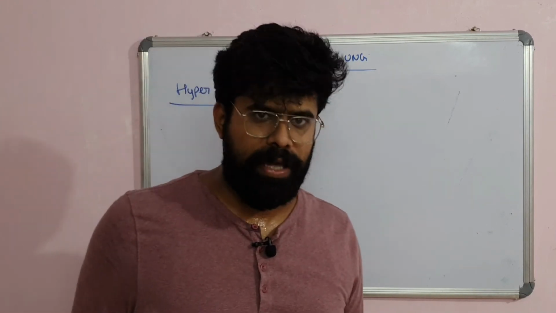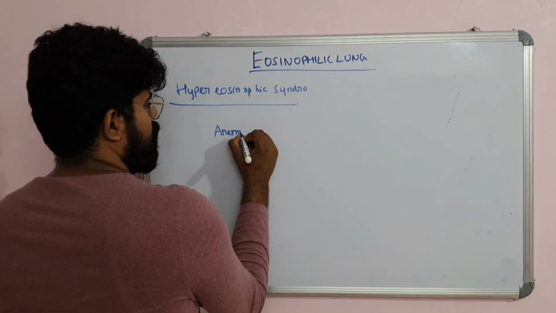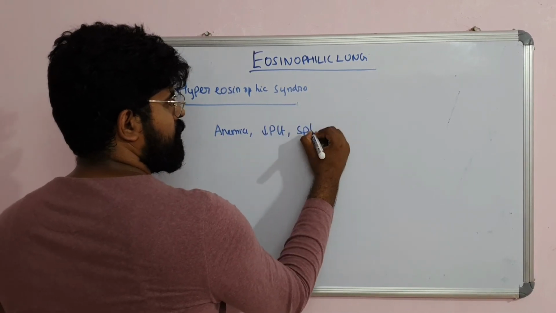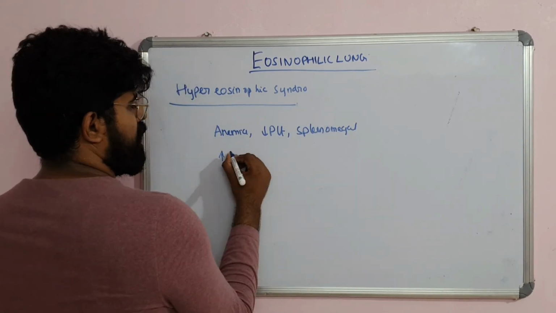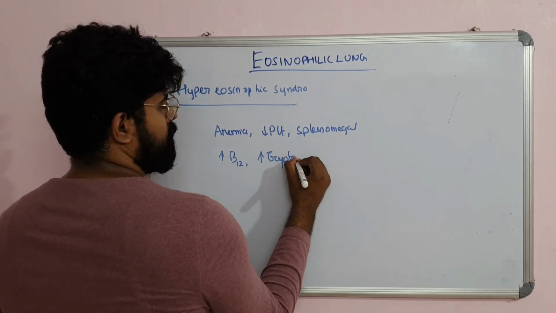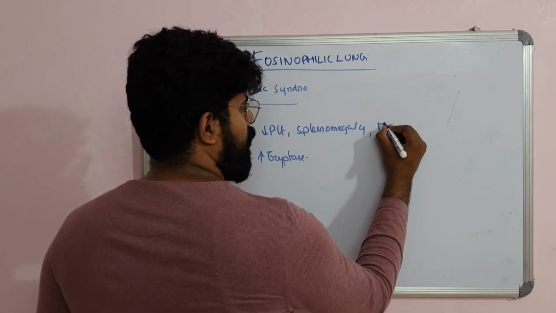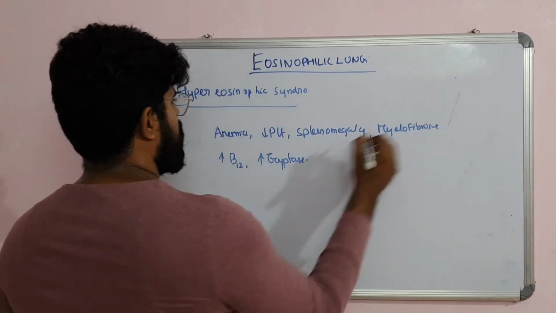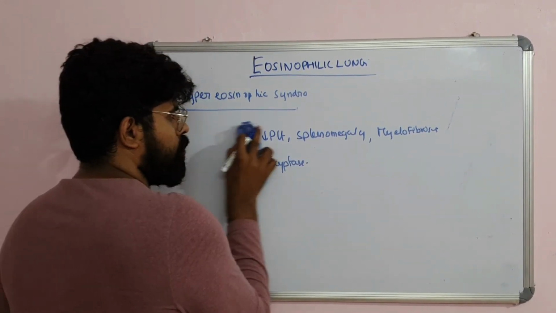The myeloproliferative variant can present with anemia, thrombocytopenia, splenomegaly, with increase in vitamin B12 and increase in tryptase levels. Then the patient can have evidence of myelofibrosis. This forms the myeloproliferative variant of hypereosinophilic syndrome.